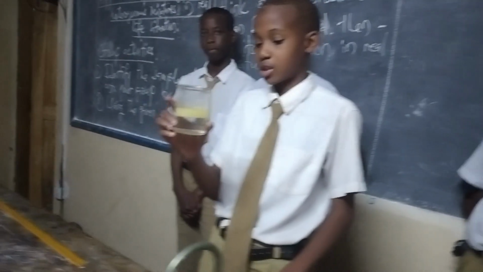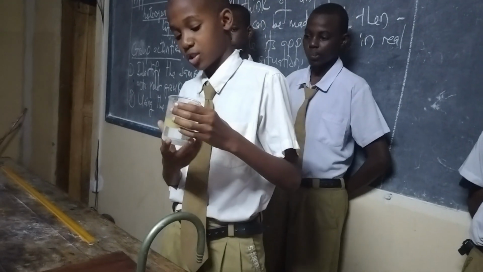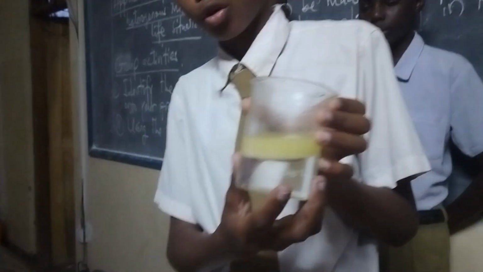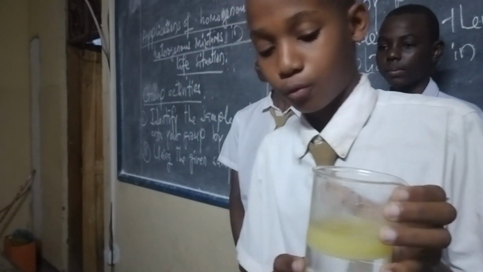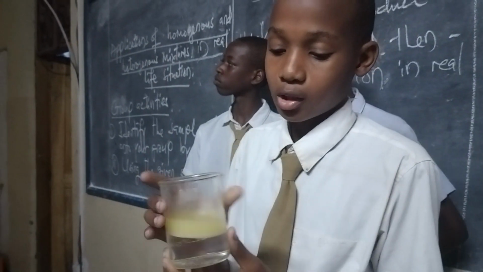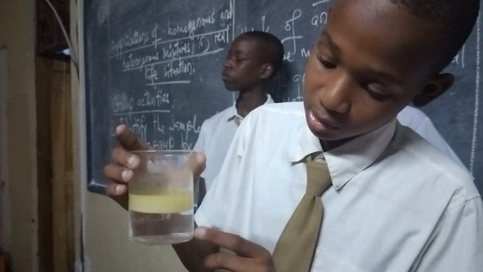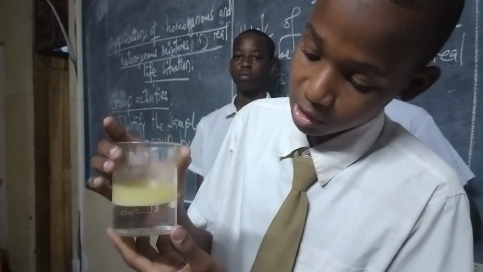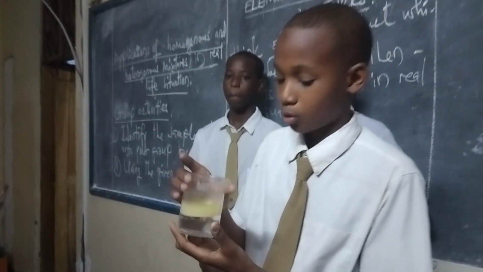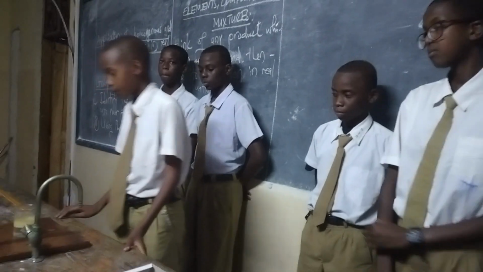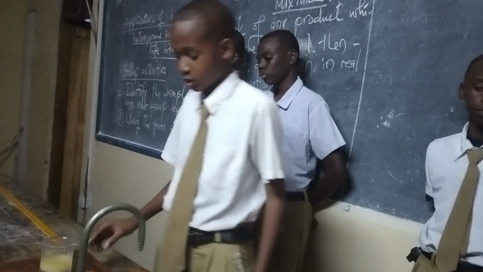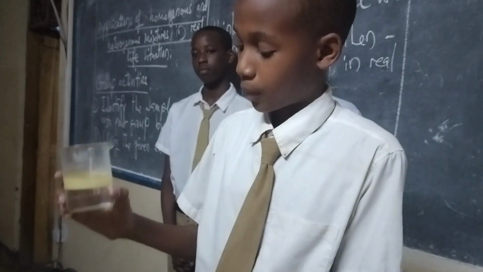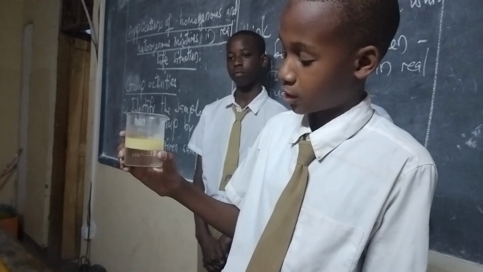From here, we have got a heterogeneous mixture, because as you can see in the appearance, we have two distinct layers: a layer of oil and a layer of water. This is the proof that this is a heterogeneous mixture. So from this knowledge we can identify heterogeneous mixtures and homogeneous mixtures. Also, this can be separated by the process of layer separation.